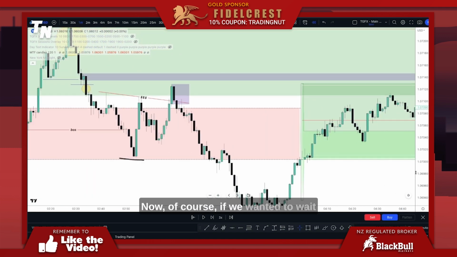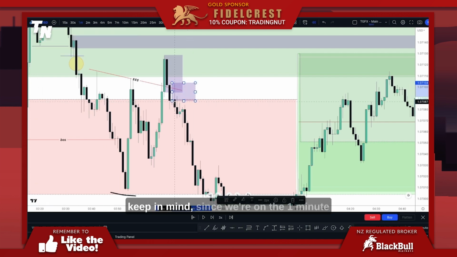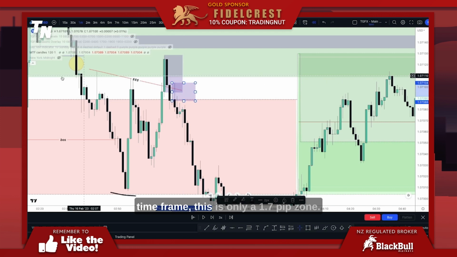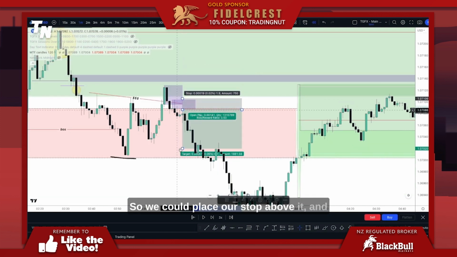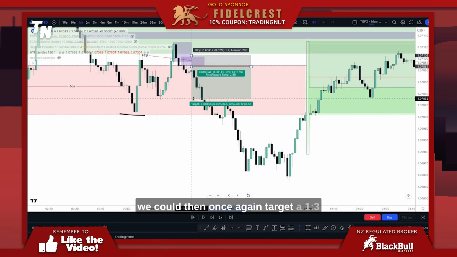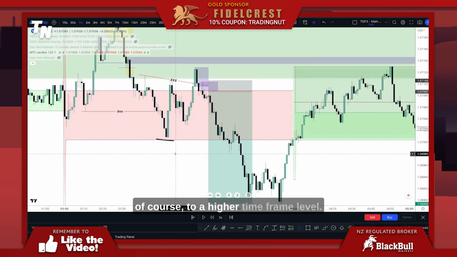Now, of course, if we wanted to wait a little bit longer, we actually got another bearish continuation pattern here, which we could have taken a trade off of. So if we were to highlight this whole level, keep in mind, since we're on the 1-minute time frame, this is only a 1.7 pip zone. So we could place our stop above it, and we could then once again target a 1 to 3 for our first take profit, and then extended targets, of course, to a higher time frame level.